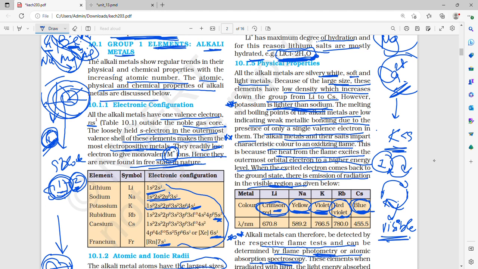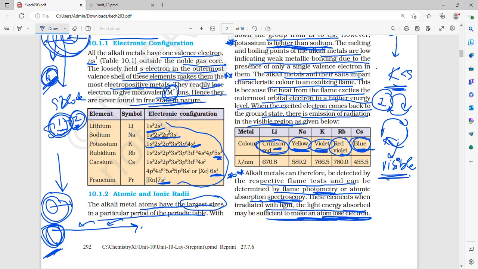Now group 1 elements, alkali metals. The alkali metals show regular trends in their physical and chemical properties with increasing atomic number. The atomic, physical and chemical properties of alkali metals are discussed below. First comes electronic configuration. Alkali metals have a noble gas core, then an ns1 configuration outside the noble gas core. The loosely held s electron in the outermost valence shell makes them the most electropositive metals.